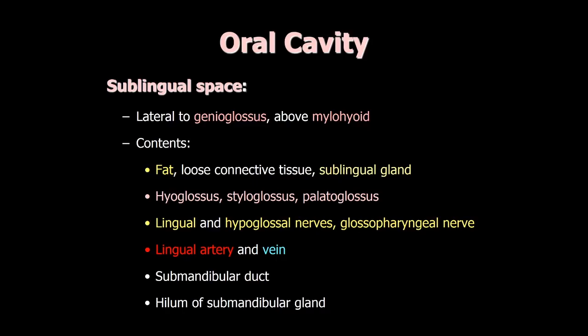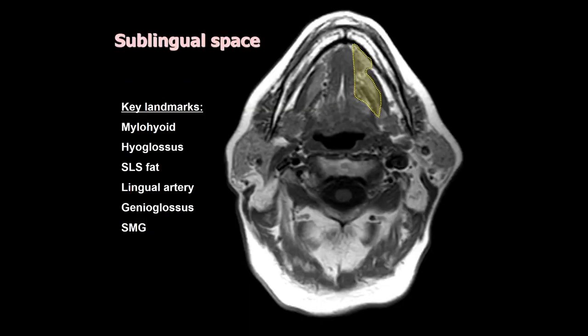So a quick word on the sublingual space. We've already seen it. It is that space lateral to the genioglossus muscle and above the mylohyoid. It contains the sublingual gland as well as 3 of the 4 extrinsic tongue muscles. So if we were looking on the axial plane, the yellow here on this slide outlines the sublingual space.